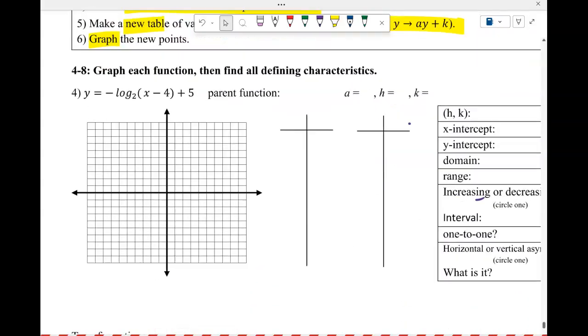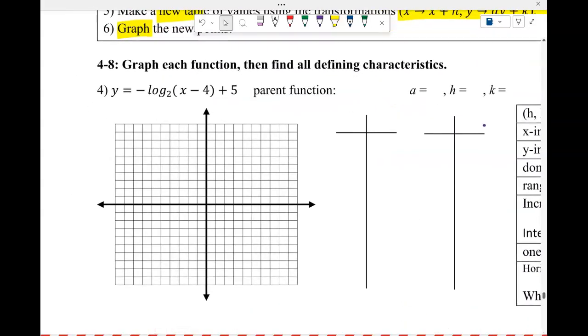Okay, let's do this next one. From examples 4 to 8, graph each function, then find all characteristics. Example 4 says y equals negative log. Now, if there's a negative, there's going to be a negative 1. Negative 1 times log base 2 of (x minus 4), plus 5.